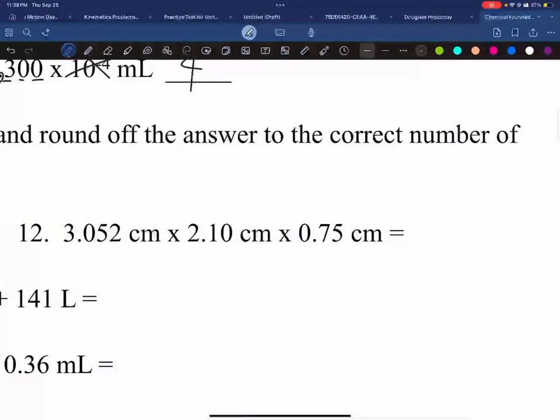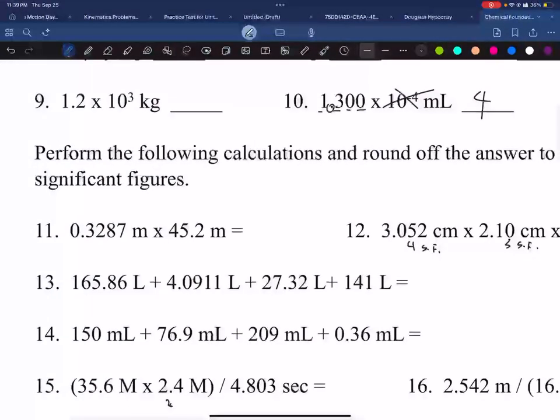Number 12, these have 2 significant figures, 3 significant figures, and 4 significant figures. You always have to round to the smallest significant figures. This equation gives us around 4.8069. However, we round to 2 significant figures, which will be 4.8 centimeters cubed. Include your units. Number 13, if you add all of these up, it becomes 338.271.